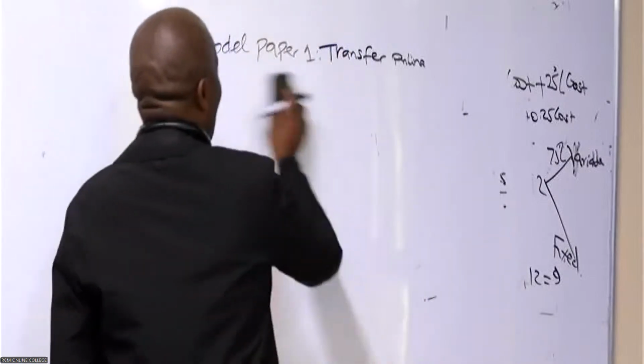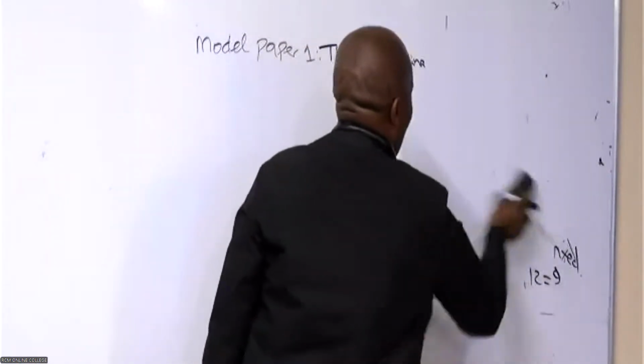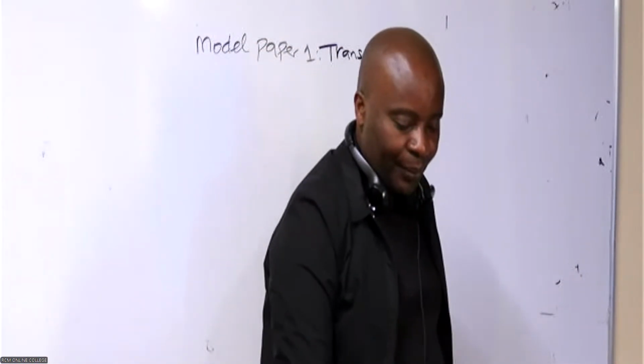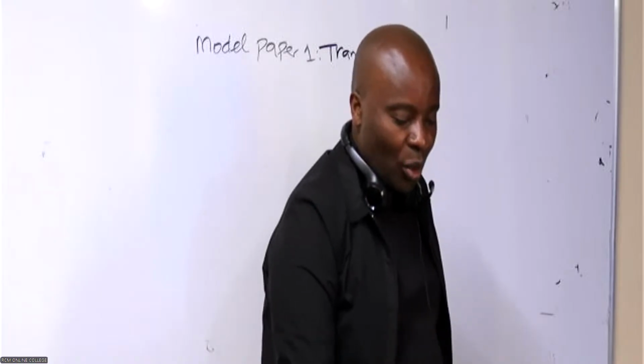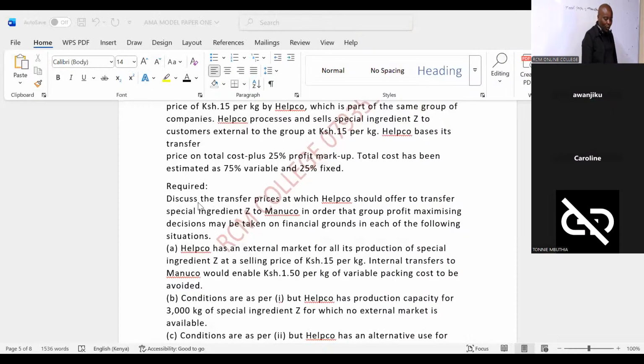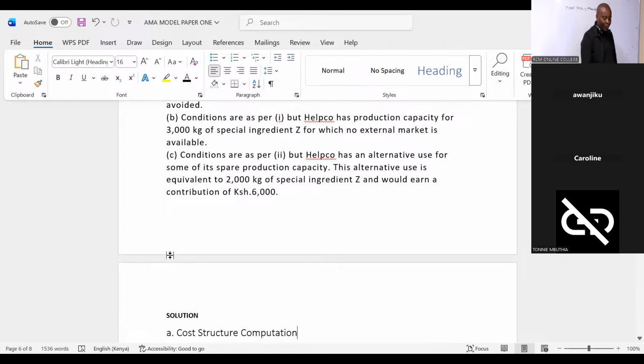Let's look at the second scenario. So part B of this question. What do they want us to do in part B? Part B, ladies and gentlemen, is quite an easy one. They're telling us that conditions of A above shall prevail, but now HELPCO has production capacity for 3,000 kilograms of special ingredient Z for which no external market is available.